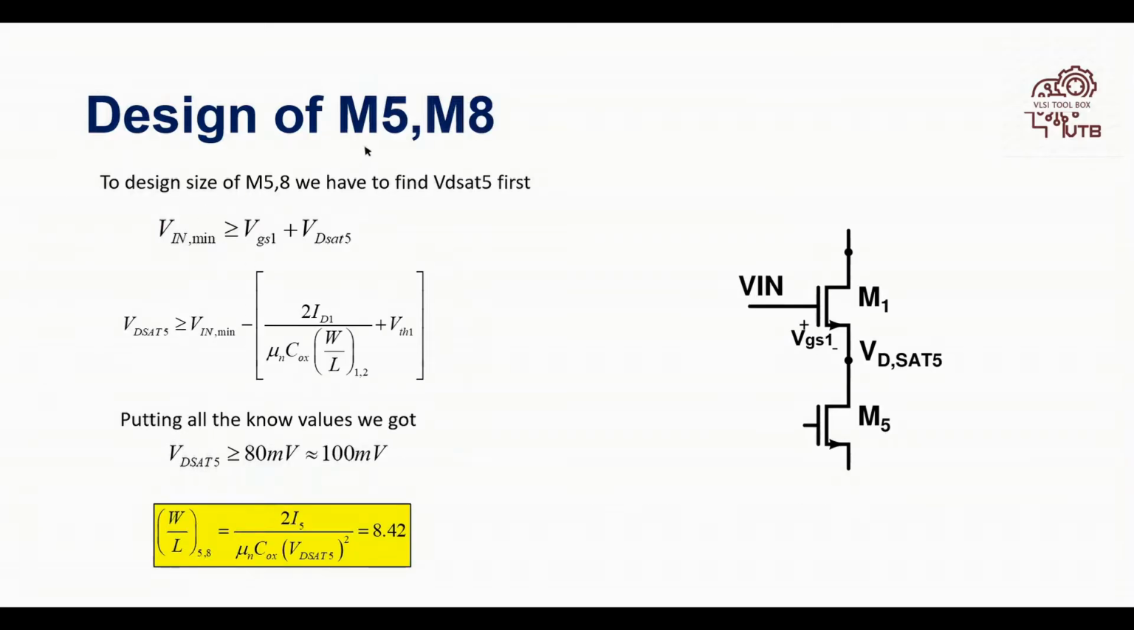Next, design of M5 M8. Again, by using the ICMR minimum specification, we can find the value of VDS(sat) of 5, and here it is found to be 100 millivolt. Using these values, W by L of 5 and 8 is found to be 8.42.